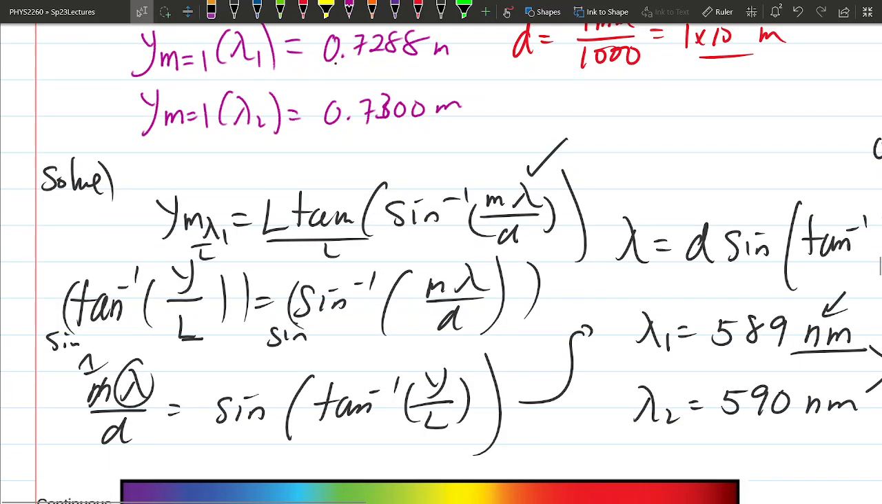So the hardest thing in these problems is figuring out what D is, what lambda is, what L is, right? So be really careful, because the problem's not going to tell you, oh, D equals that. It's going to be, oh, we have some diffraction grating that's this size, and you have to figure out what D is, okay? Any questions?